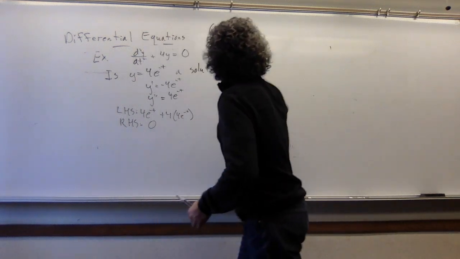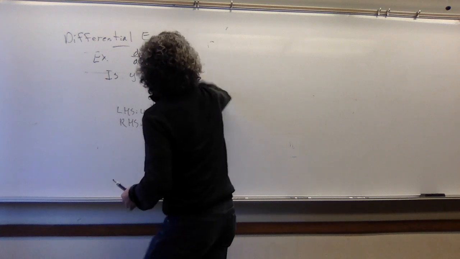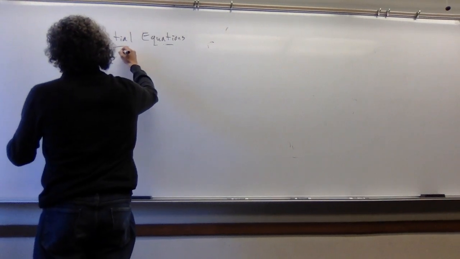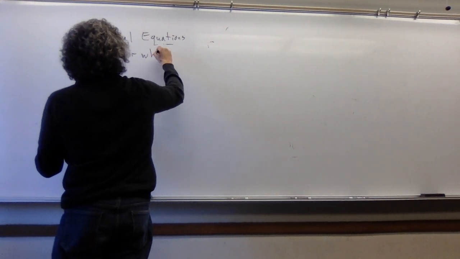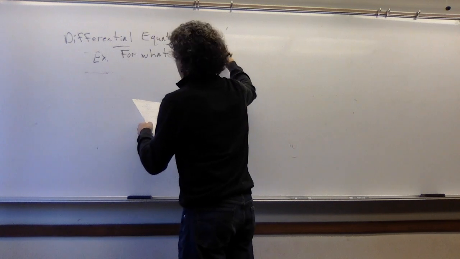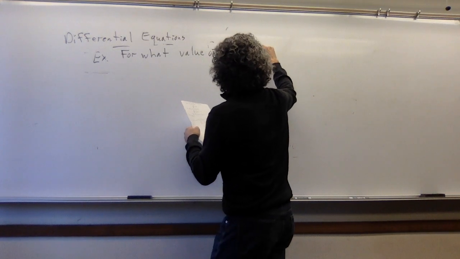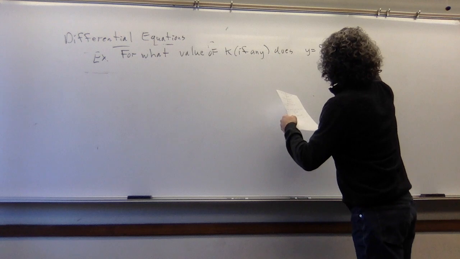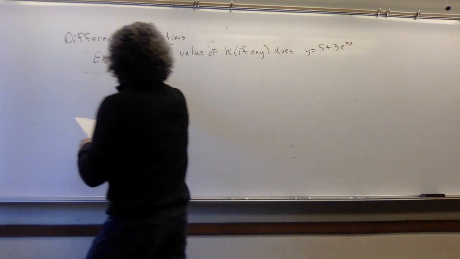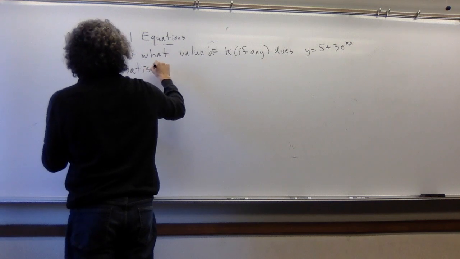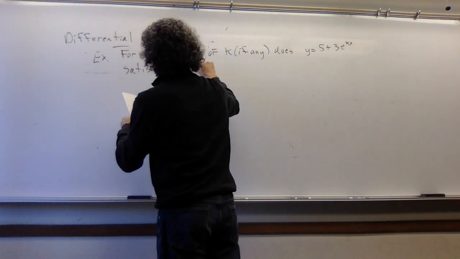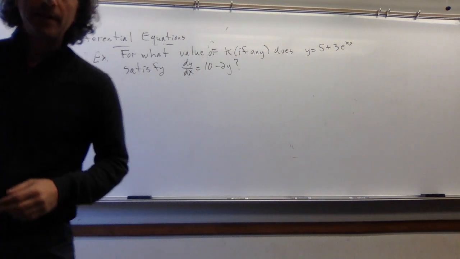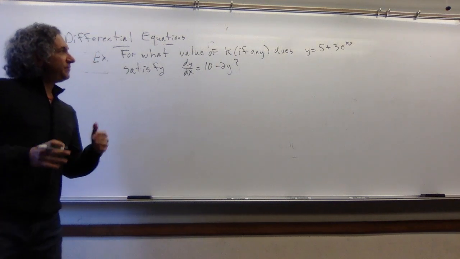Right, I just want to provide one more example. So for what value of k, if any, does y equal 5 plus 3 e to the kx satisfy dy dx equals 10 minus 2y. So again, I would recommend pausing the video and see if you can figure this out.